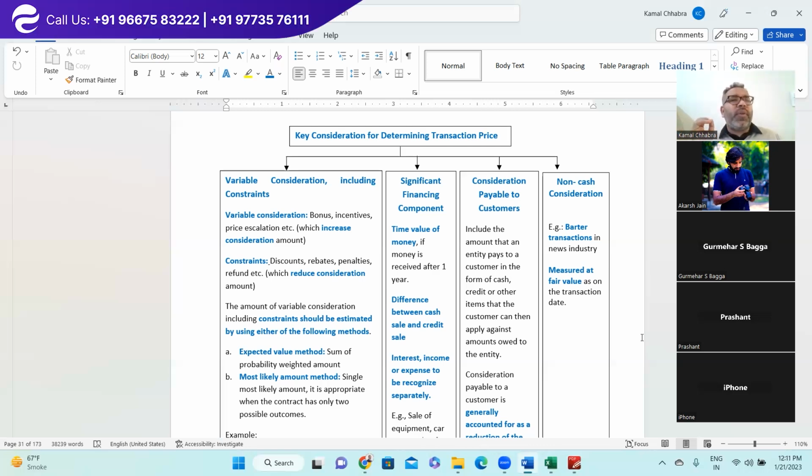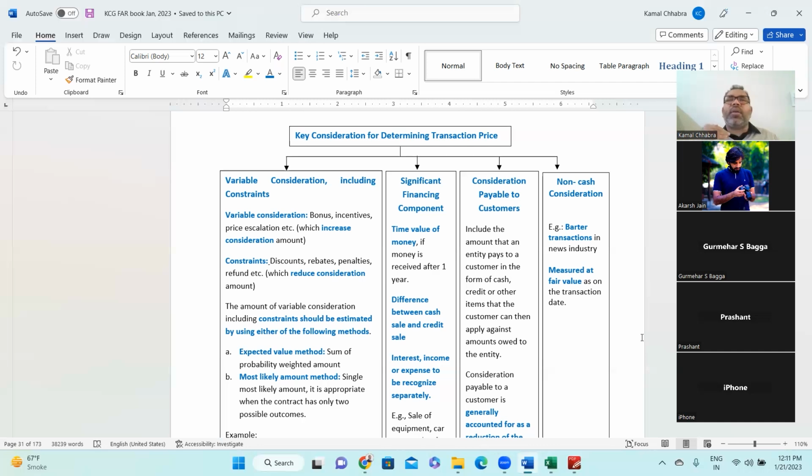For example, if you have sold a laptop along with AMC, right? So AMC is a value addition to the laptop deal, so here the price is increasing on account of AMC, right? Whereas if you are selling the laptop and giving a certain discount, that is reducing the price of the laptop, and that is called constraint to the variable consideration, right? The thing which is increasing the price is a variable consideration, and the thing which is reducing the price is called constraint to the variable consideration. Make sense?